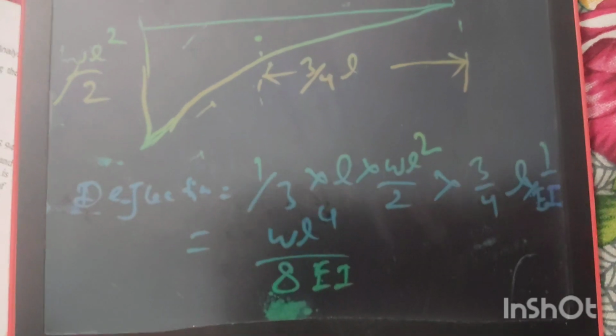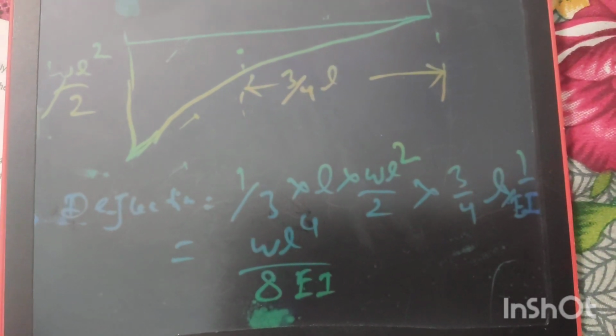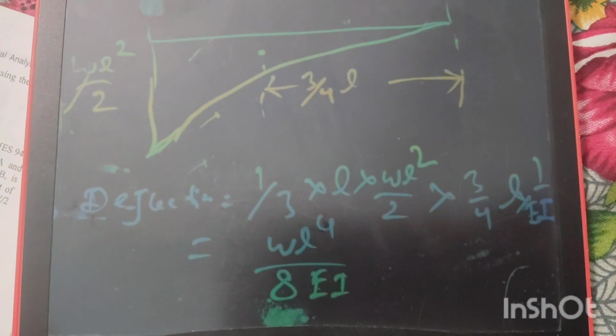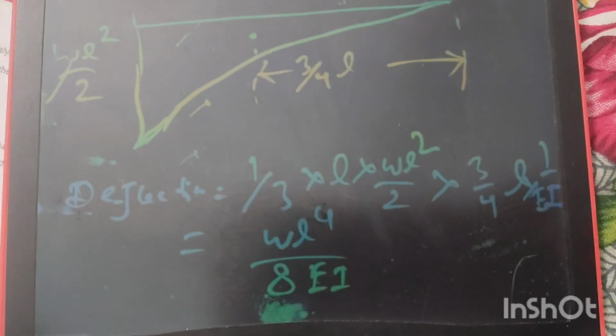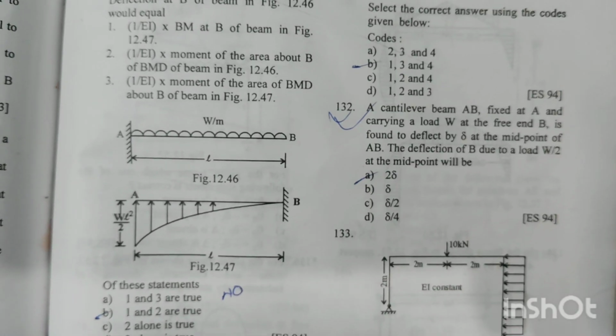Now the deflection formula will be 1/3 into base L into height WL square by 2 into the CG distance from B, which is 3/4 into L, into 1 by EI. That means the deflection will be WL to the power 4 by 8 EI. Option B is the right answer.